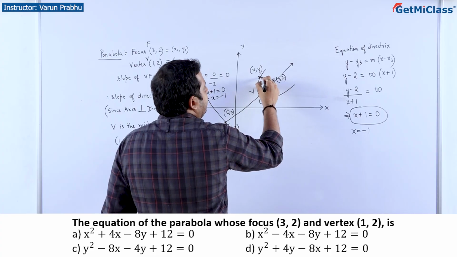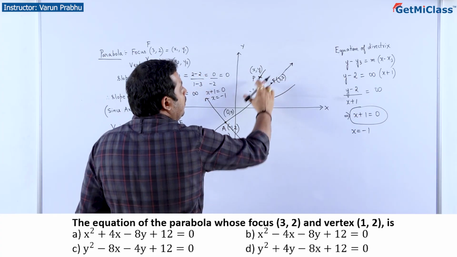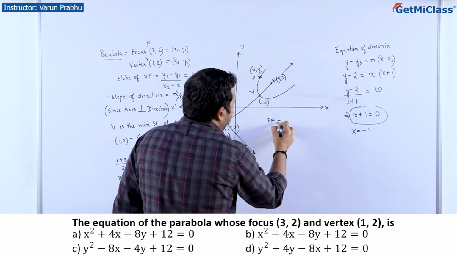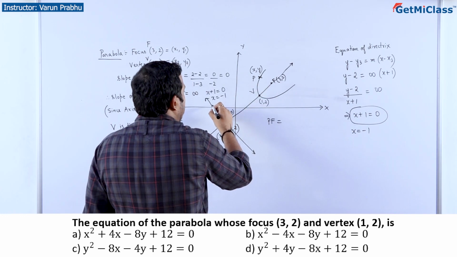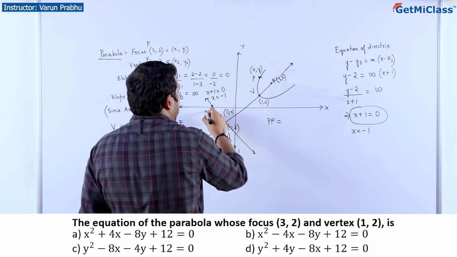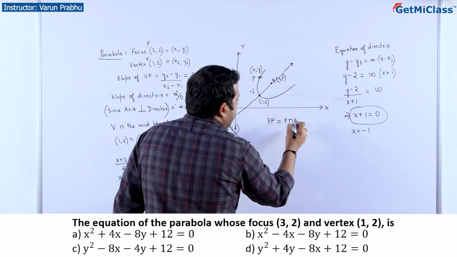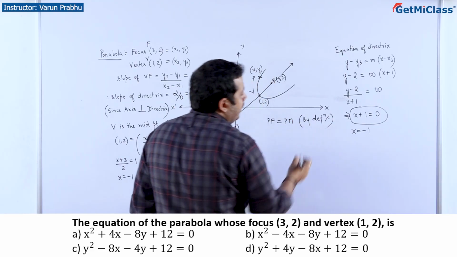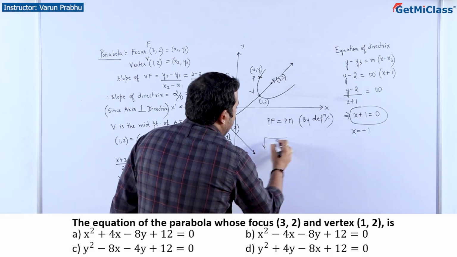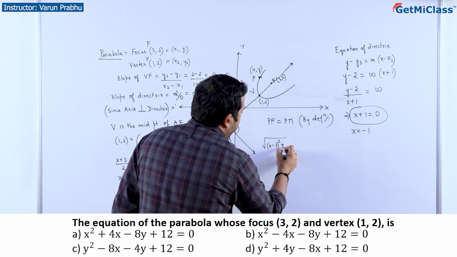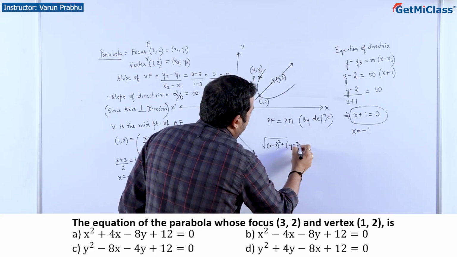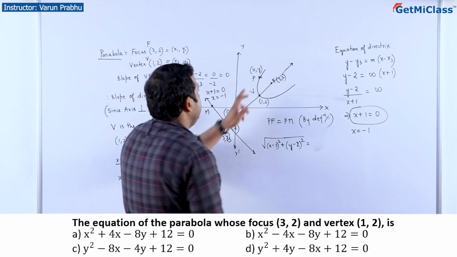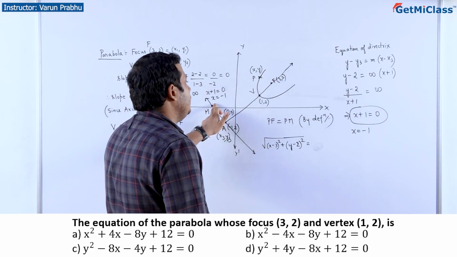Let's consider one point P(x, y) on this particular parabola. By definition, if I consider this point as M, PF should be equal to PM, correct or not? This is by the definition of the parabola, which we have seen in the synopsis. PF is the square root of x minus 3 the whole square plus y minus 2 the whole square, which should be equal to the distance from the point x, y to x equal to minus 1.